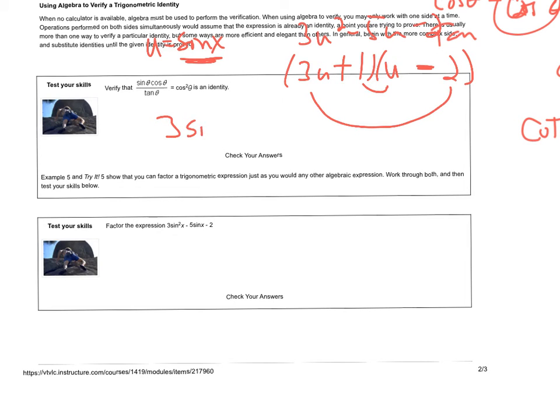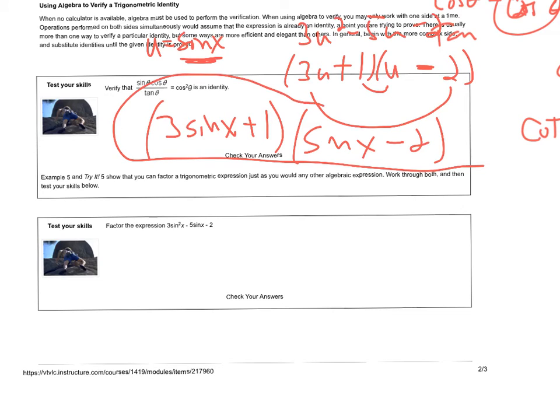So 3 sine x plus 1 is one factor. The other factor is sine x minus 2. And we're done. It is an expression. They aren't asking us to do anything else.